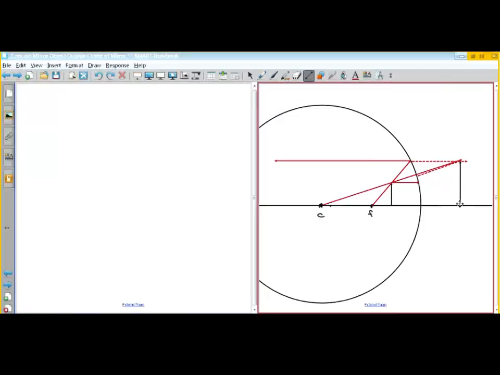So we can draw our image like that. So this is the object. This is the image. And so what can we say? Well, we could say the image is not real, but it is virtual. I forgot what that was. Virtual. It's upright because it's pointing in the same direction as the object, and it's magnified because the image is greater in length than the object. So that's how that works.